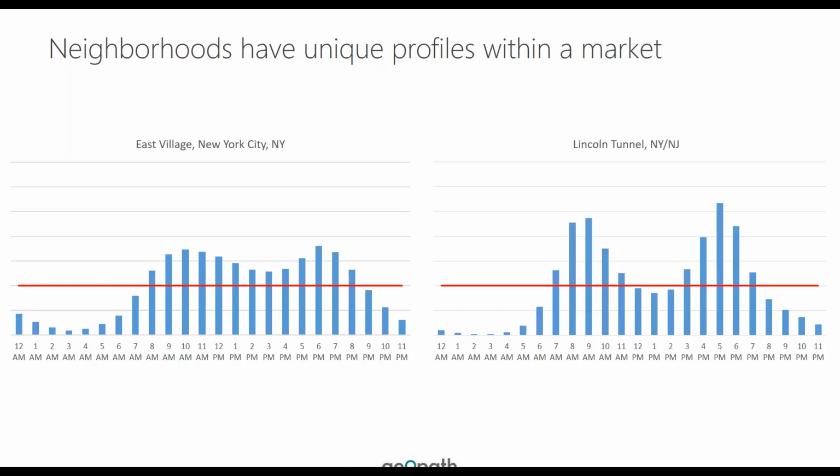But looking at the Lincoln Tunnel, a completely different pattern. Again, very commuting heavy, a lot of people getting in and out of town, so to speak, and you start to see two heavy commuting patterns, with most of the audience delivered in those commuting hours in the morning as well as in the evening hours.